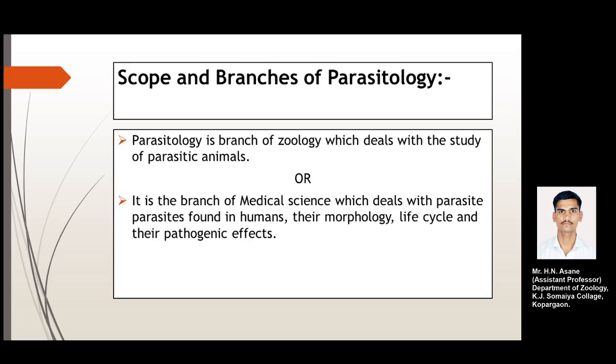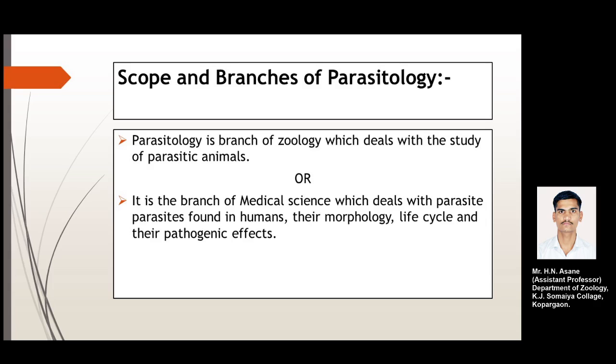Okay, and they may kill the human population. If severe disease happens by these platyhelminths, nematodes or arthropods, they may cause death of the host, that means man. Hence these parasitic animals are medically important, and a separate branch called medical zoology evolved from zoology. Thus parasitology is the branch of medical science which deals with the parasites found in man, and which studies their morphology, their life cycle and their pathogenic effects on humankind.